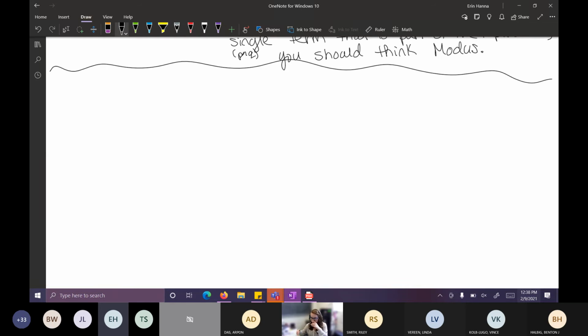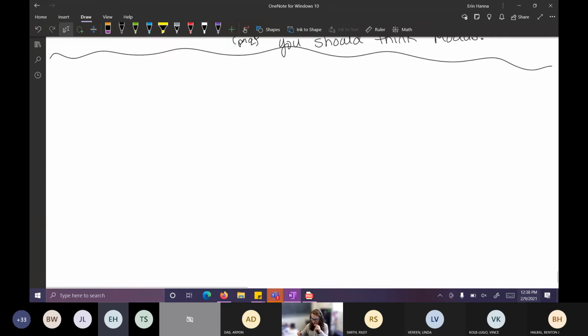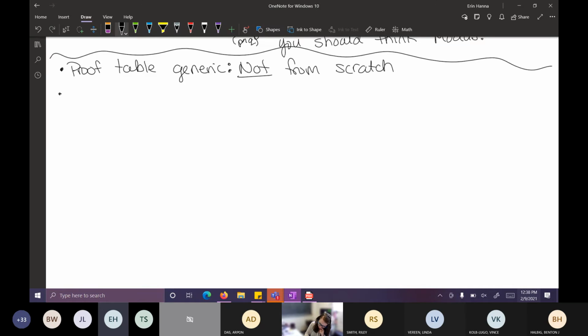The point of saying that I could possibly make you do those types of proofs from scratch: I will not make you do one of the table proofs from scratch. Let me be super clear. Proof table generic, not from scratch. A proof table setup for quantifier negation, that's from scratch.